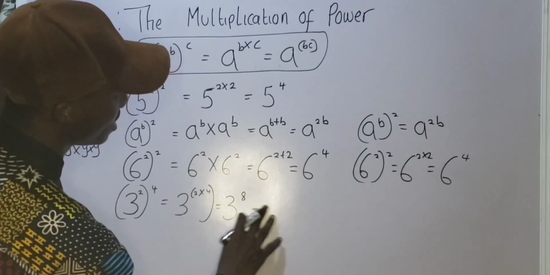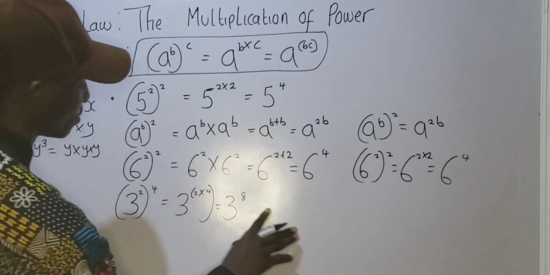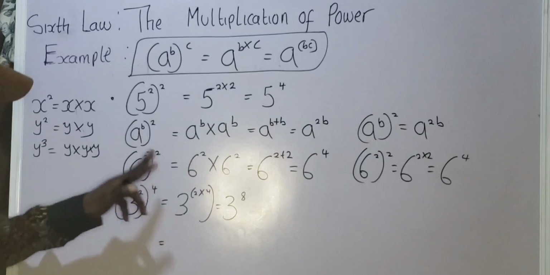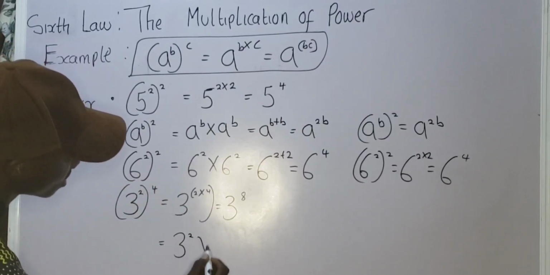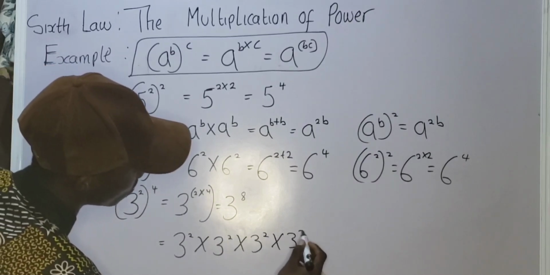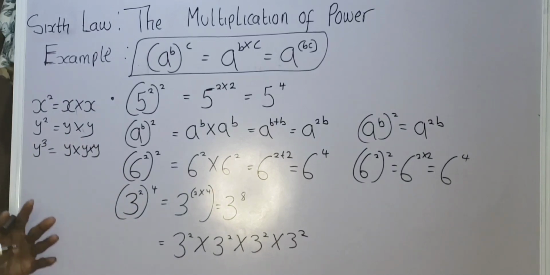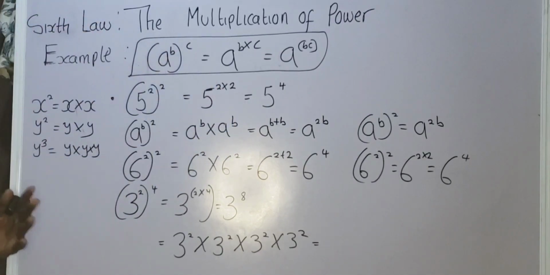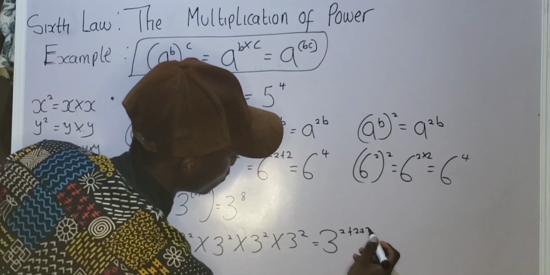Okay, if I want to go with the multiplication rule that we learned the other time, we can easily proceed as this. 3 raised to the power of 2 to the exponent of 4 will be 3 raised to the power of 2 multiplied by 3 raised to the power of 2 multiplied by 3 raised to the power of 2 multiplied by 3 raised to the power of 2. Because 3 raised to the power of 2 to the power of 4 signifies that we are going to have 3 raised to the power of 2 in 4 places. According to the multiplication rule that we learned in this lesson, that will be 3 raised to the power of 2 plus 2 plus 2 plus 2.